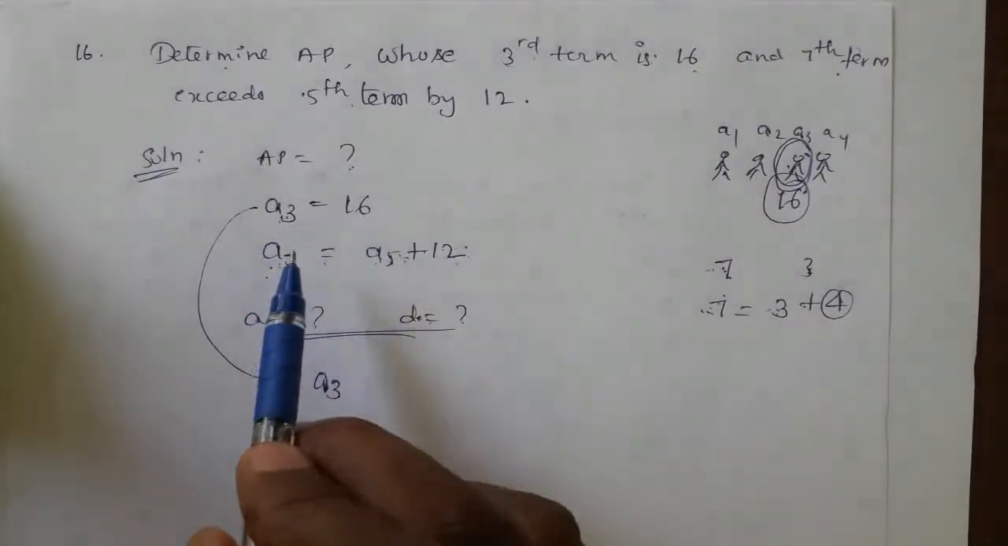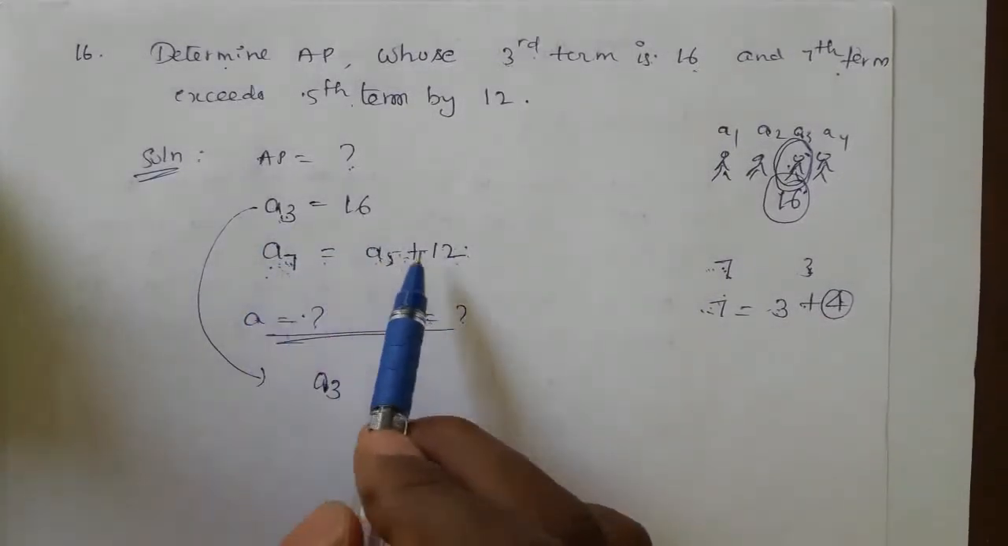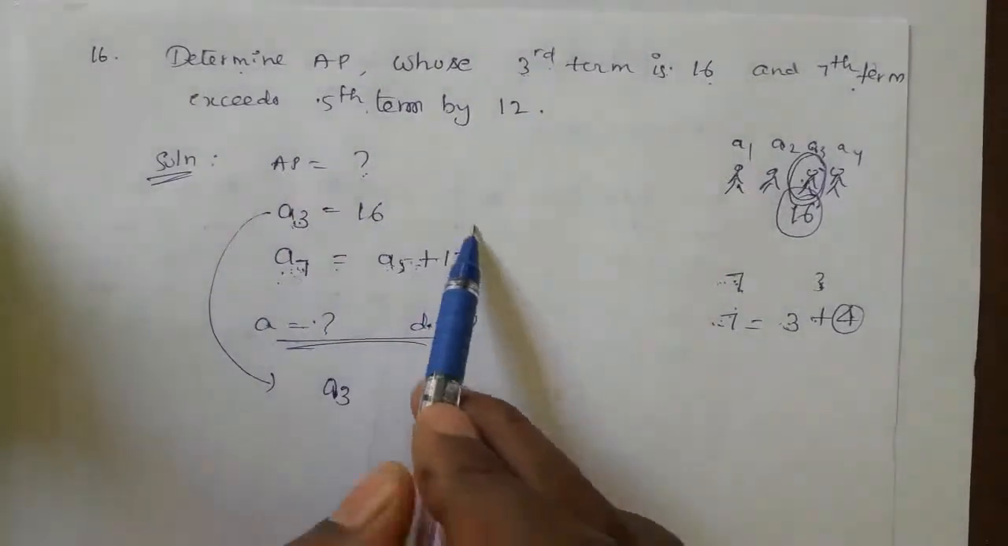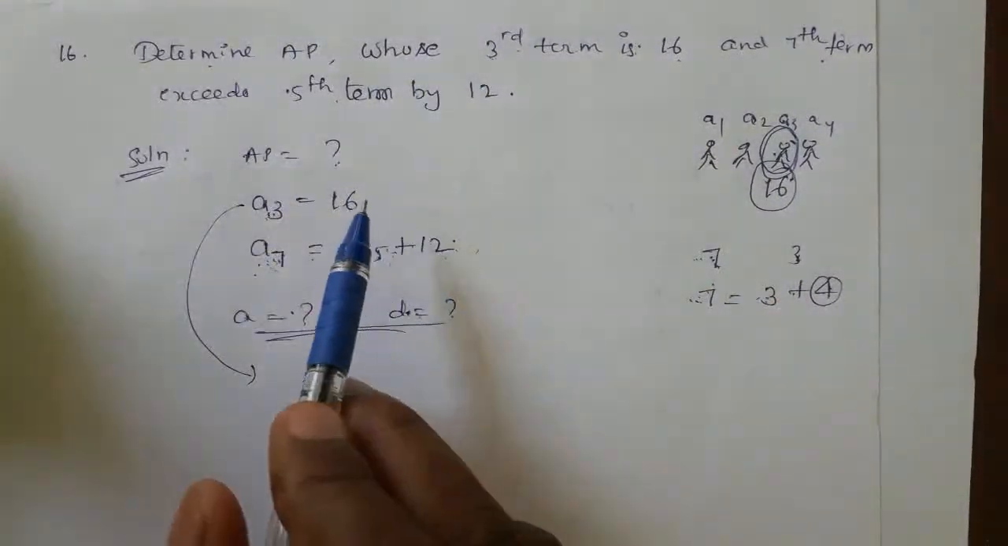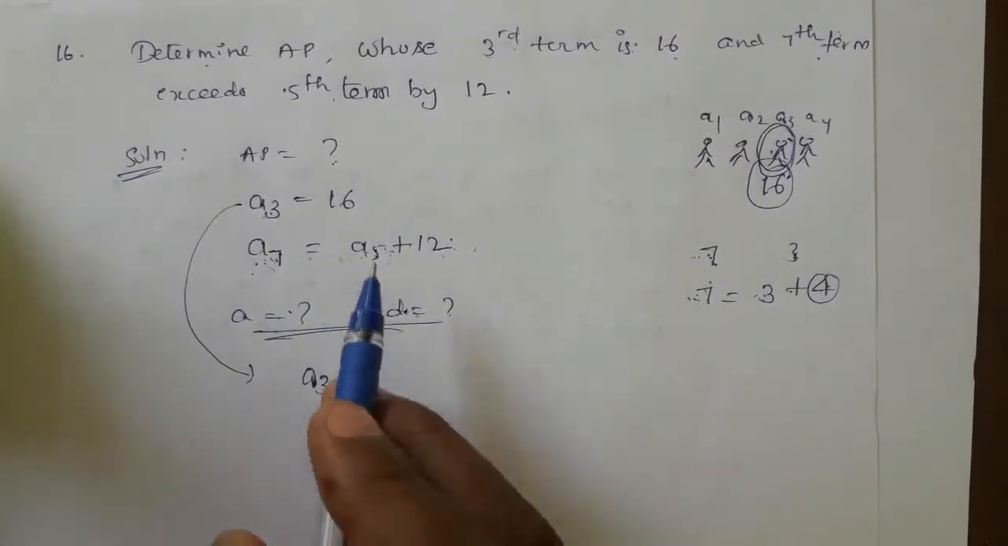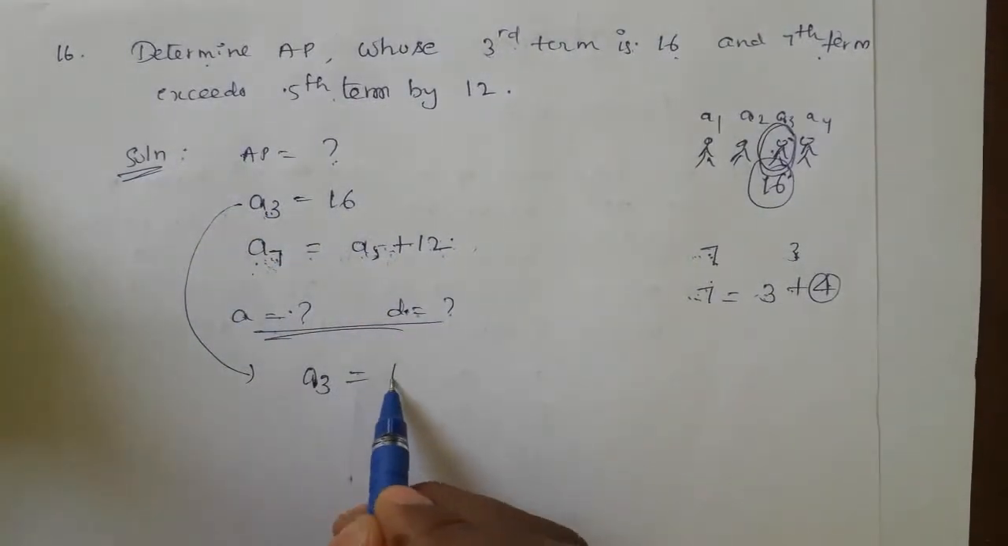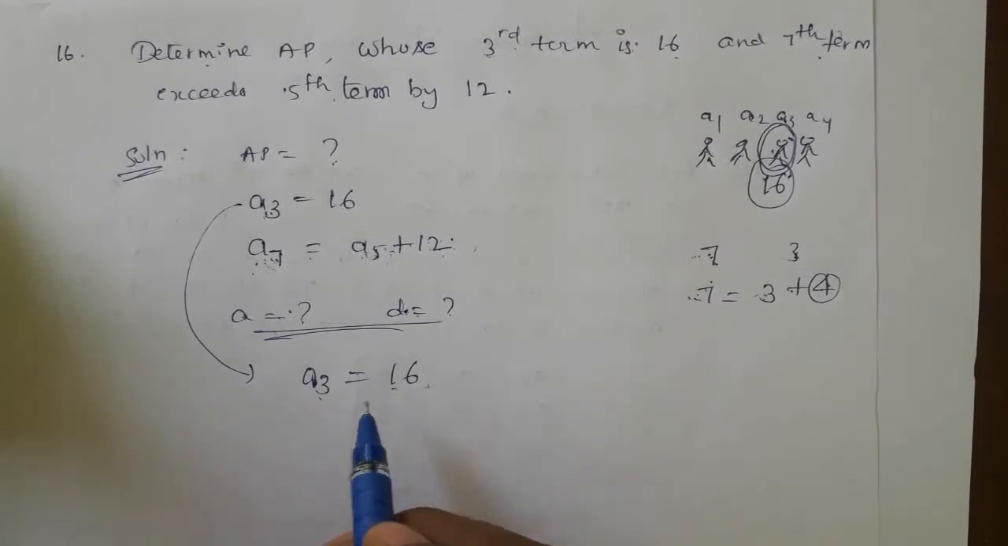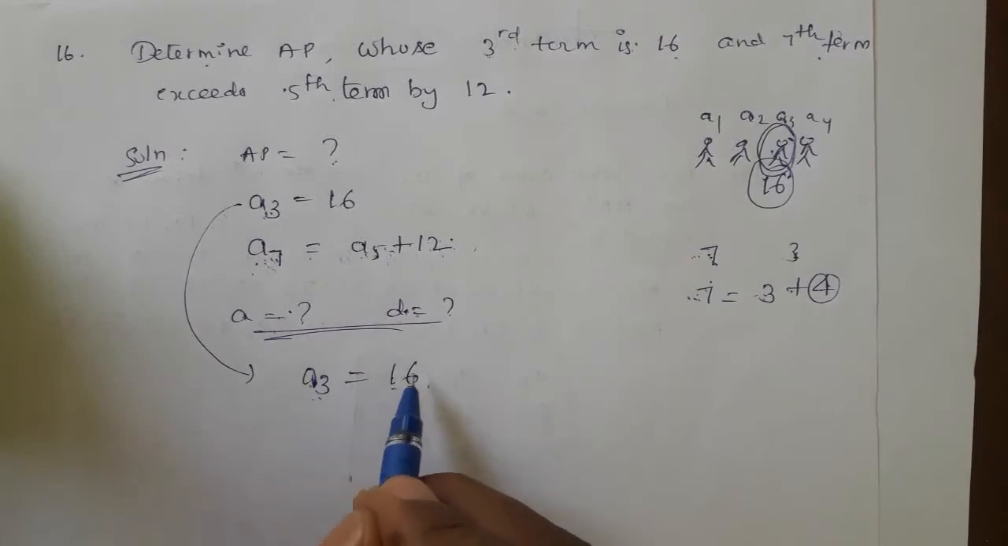So A3 is given, and a relation between A7 and A5 is given. We will use these two clues. In any problem, something is given, and from that clue we have to find the unknowns. So A3 is 16. Now A3 is equal to 16, right? If we simply write this, we get nothing, so we do something with A3 equals 16.